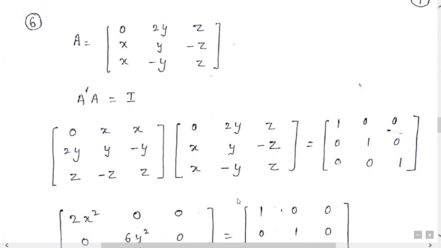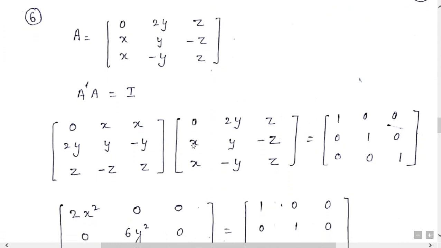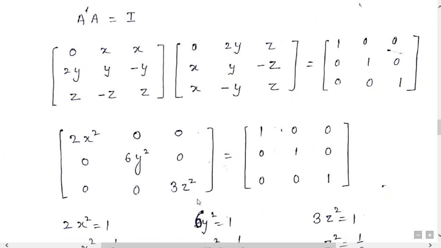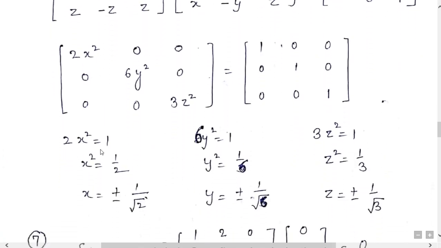Question number 6 is the simple question. A transpose into A is equal to I. It's given to you and you have to calculate the value of X, Y and Z. Simply multiply both the matrices on the left hand side. You will get 2x square 0 0. Similarly second row and third row. Then 2x square is equal to 1 and x is equal to plus minus 1 over root 2. Similarly y is equal to plus minus 1 over root 6 and z is equal to plus minus 1 over root 3.